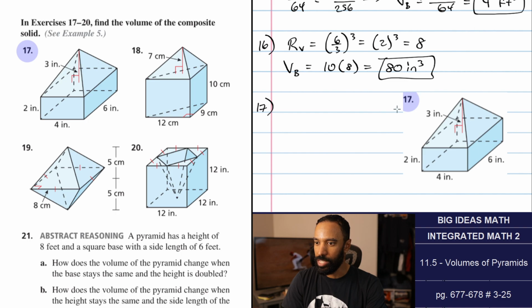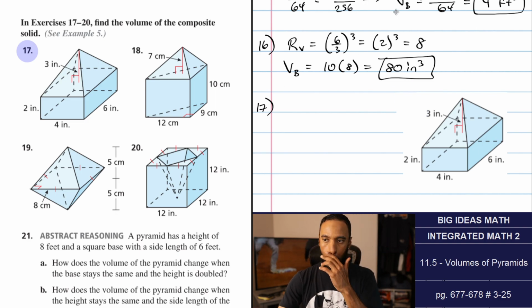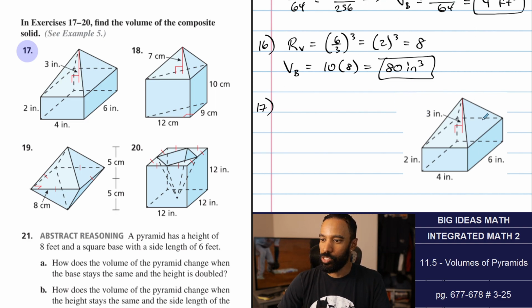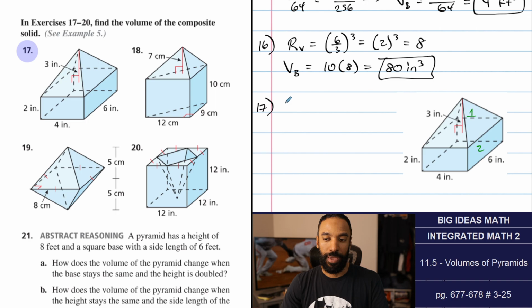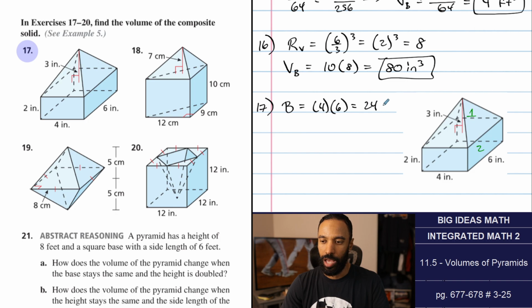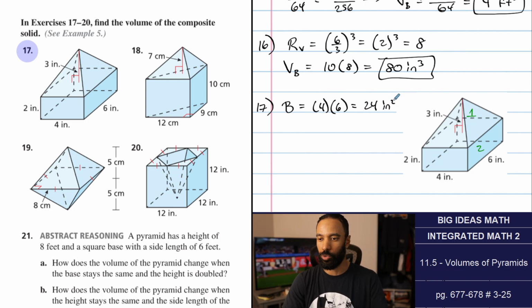So on this number 17, I'll call this object 1 and object 2, or figure 1 and figure 2. They have the same area of base. So when it comes to area of base, I'm not going to say B sub 1, B sub 2. They're the same. They're rectangles. We got 4 times 6. We have 24 square inches of base area, no matter which figure we're talking about.